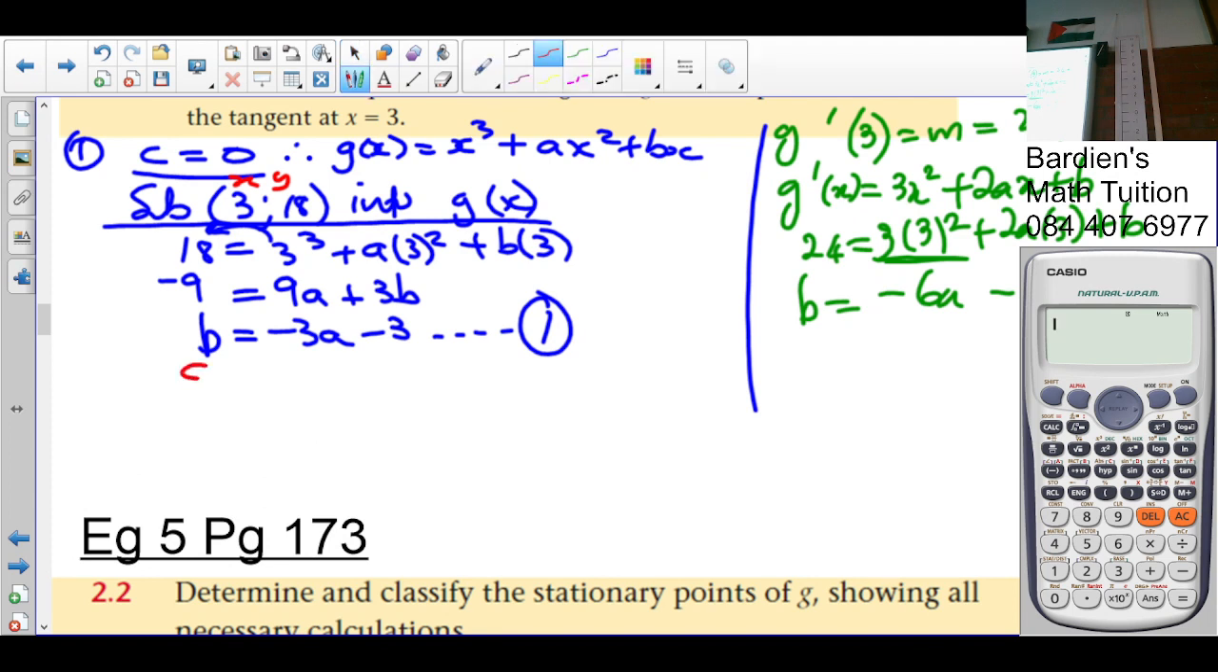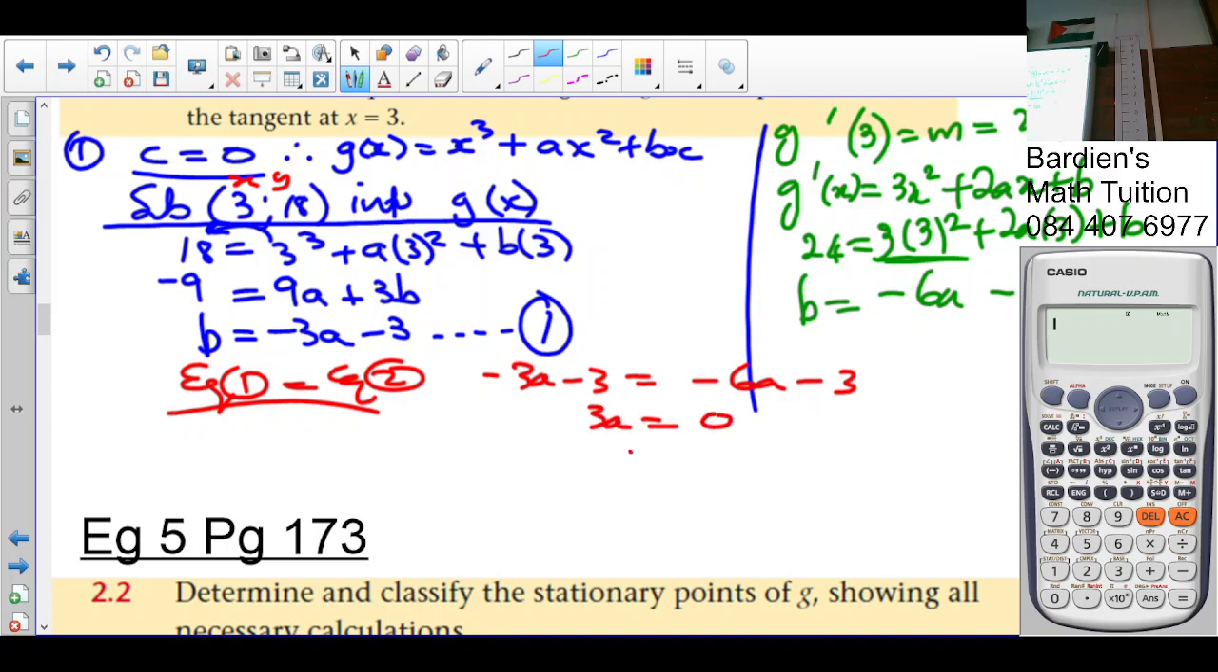We set equation 1 equal to equation 2. So it's going to be negative 3a minus 3 is equal to negative 6a minus 3. So you're going to get 3a is equal to 0. So a is 0. So your b value is going to be negative 3 times 0 minus 3, which is negative 3. And there's your b. There's your a, and we have c.